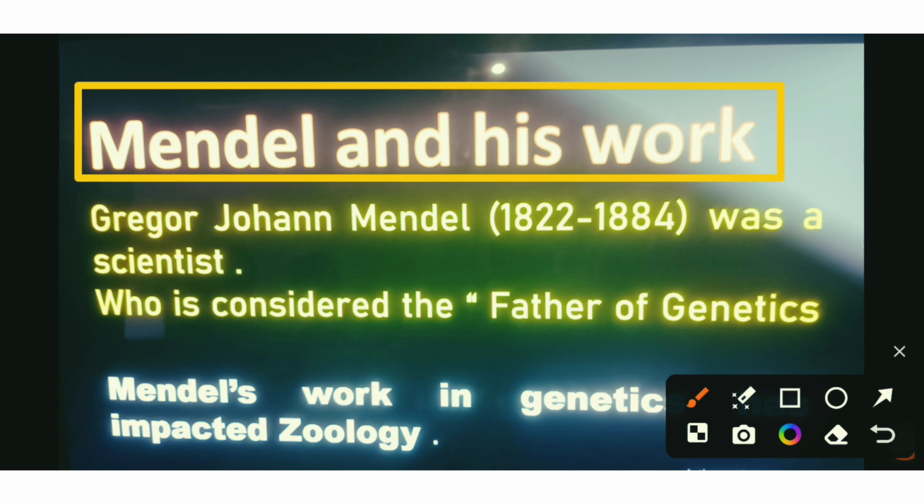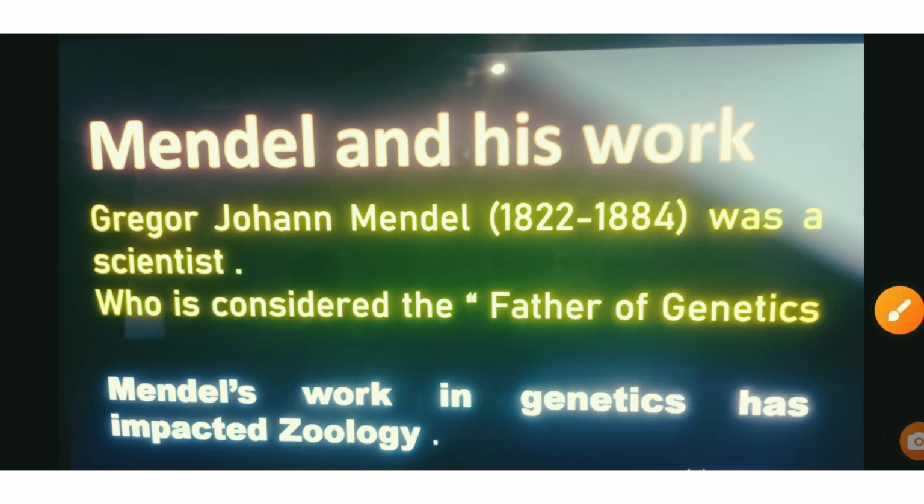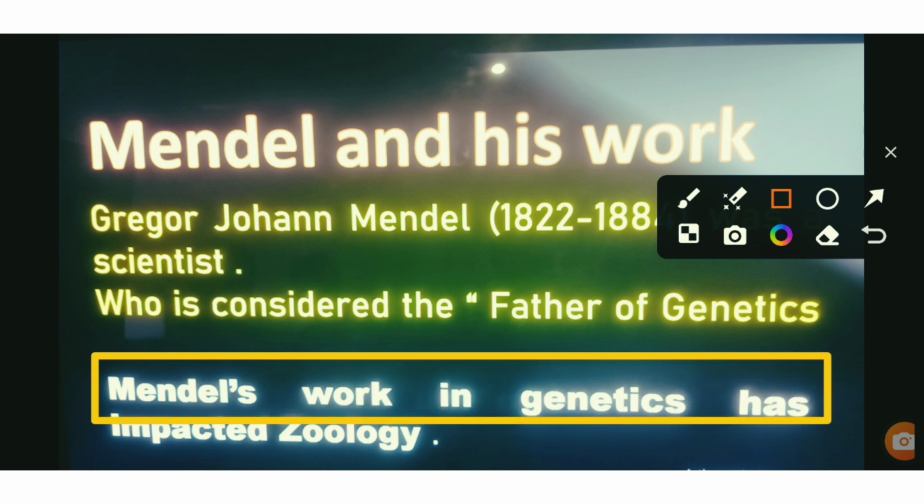Gregor John Mendel, 1822 to 1884, was a scientist. That means Gregor John Mendel was born on 22 July in 1822 in Austria and lived until 1884. He was a great scientist and also a monk who is considered the father of genetics. We all know that Mendel is the father of genetics. Mendel's work in genetics has had an unforgettable impact on zoology.